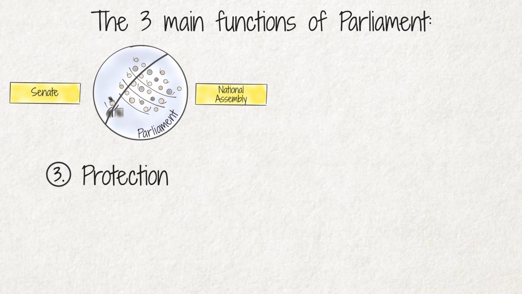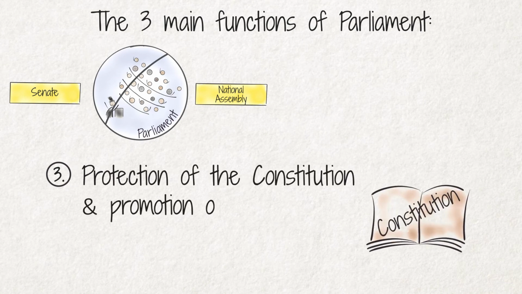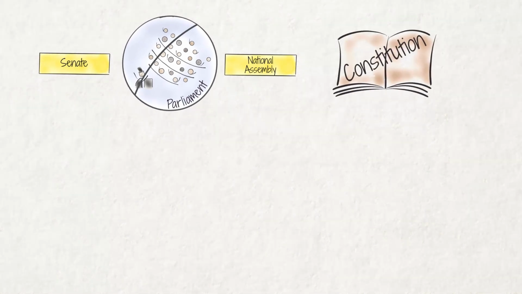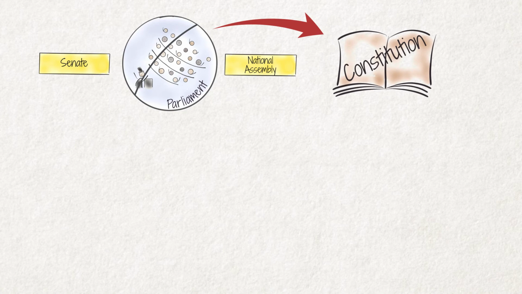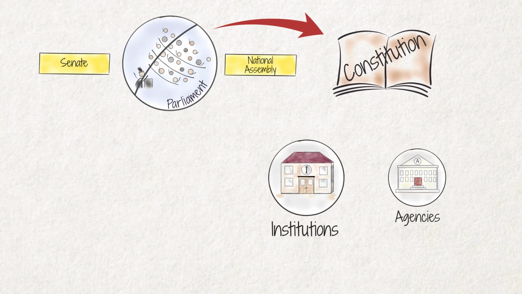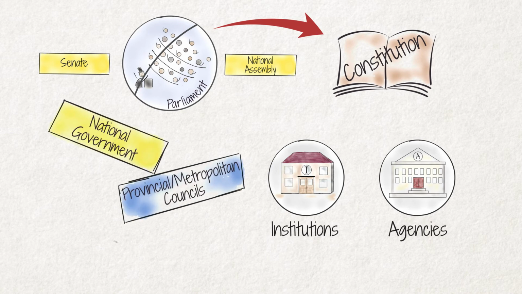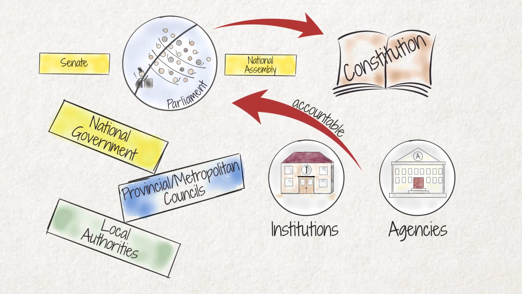3. To protect the Constitution and to promote democratic governance. Parliament has the power and duty to ensure that the provisions of the Constitution are upheld and that all institutions and agencies of government at every level act constitutionally and in the national interest. This means that all institutions and agencies of the state and government, nationally, provincially, and locally, are accountable to Parliament.